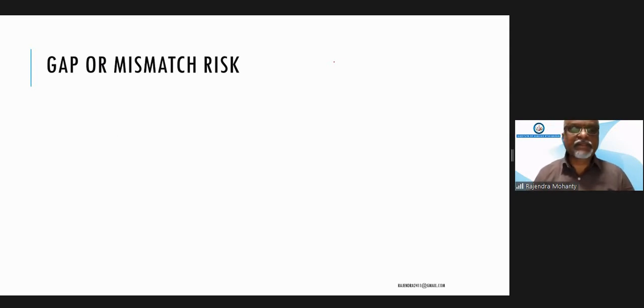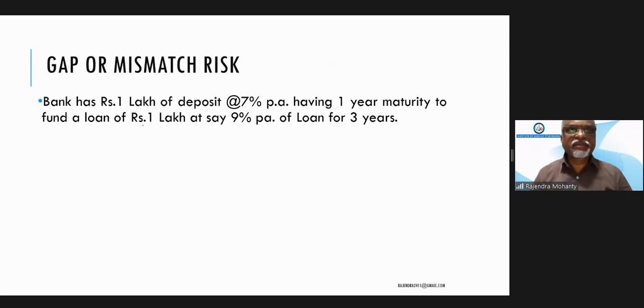Now we'll see how this gap or mismatch risk happens and how it can be managed. Suppose, for example, a bank has 1 lakh of deposit where the bank is paying 7% per annum and the maturity is 1 year period. So basically the liability is for a 1 year period, the deposit is paid at 7% per annum interest, and 1 lakh is the amount.